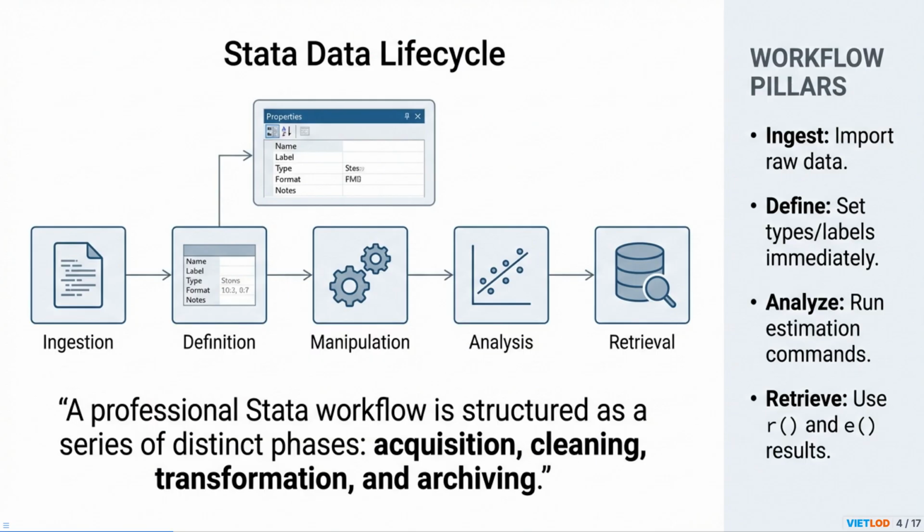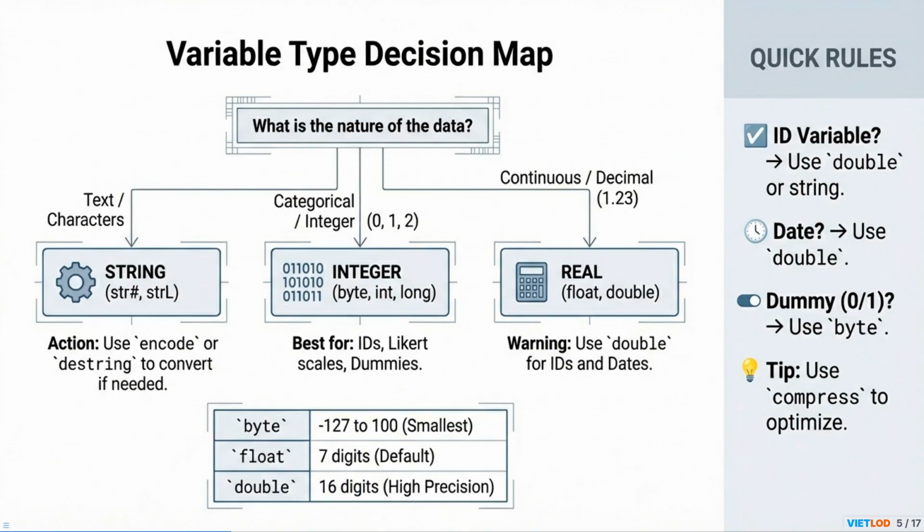For a survey dataset, you would first ingest the CSV file. Then, you would immediately define the gender variable by labeling 0 as male and 1 as female. Only then would you proceed to analyze the wage gap. Let's dive deeper into that crucial definition phase, starting with the most fundamental choice, the variable storage type.